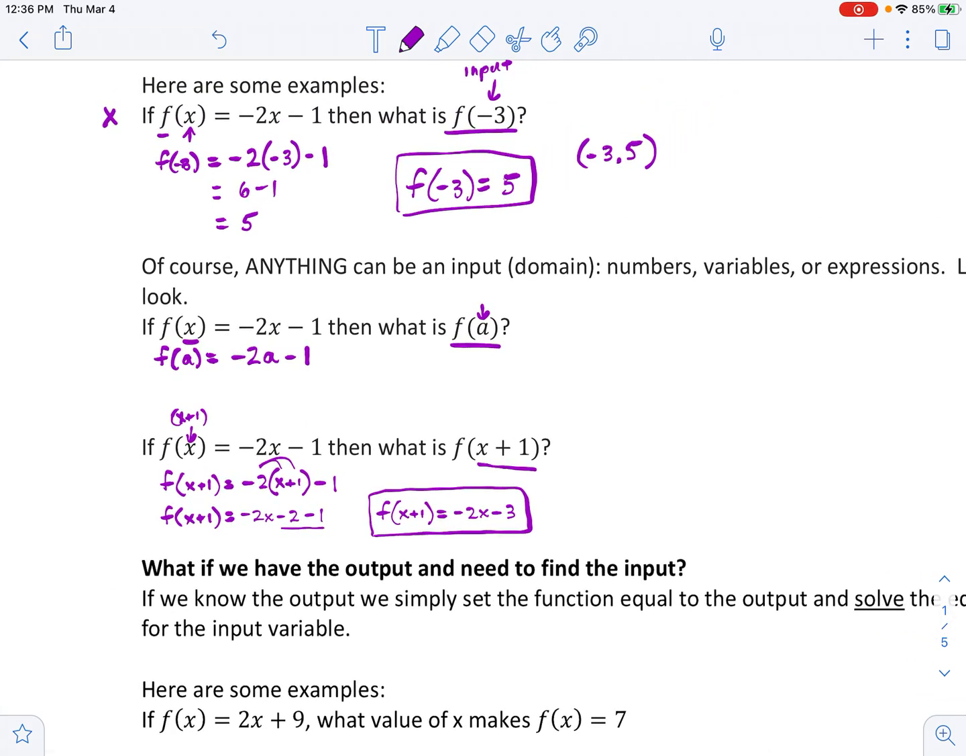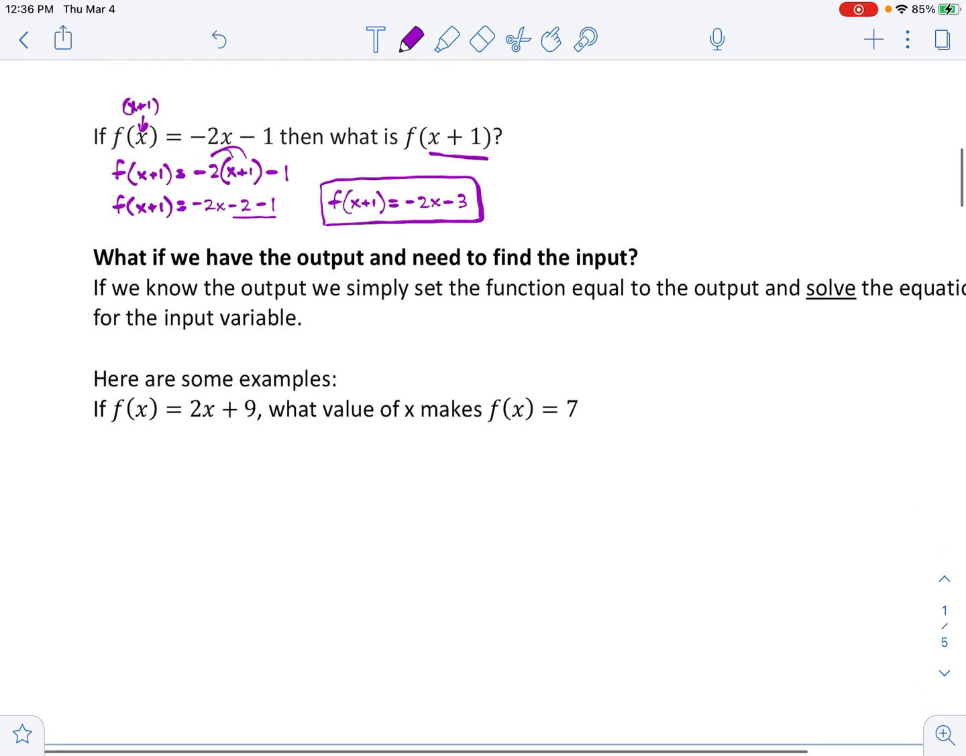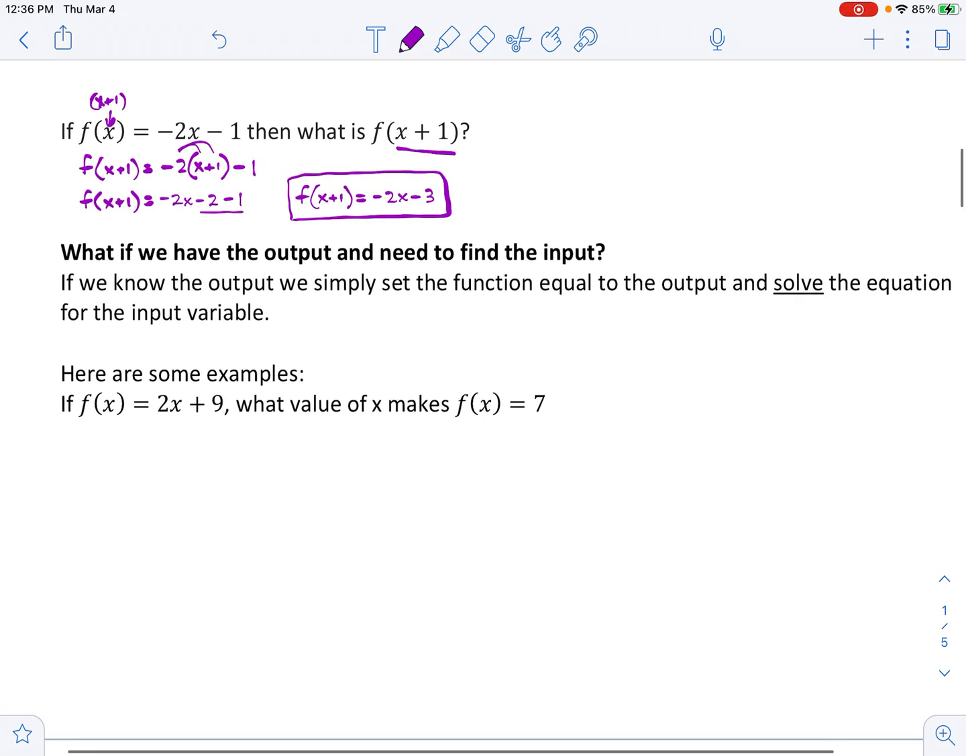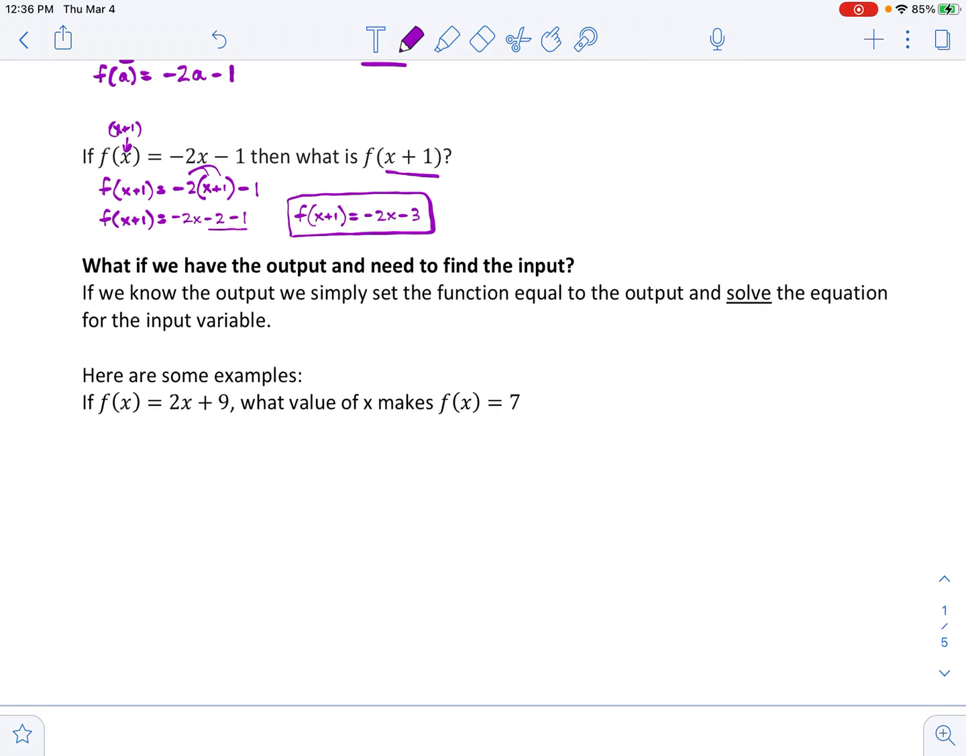These three examples were examples of when we're given the input and we need to find the output, but we could work backwards too. What if we know the output and we need to find the input? If we know the output, all we need to do is set the function equal to that output and then solve it for the input variable.